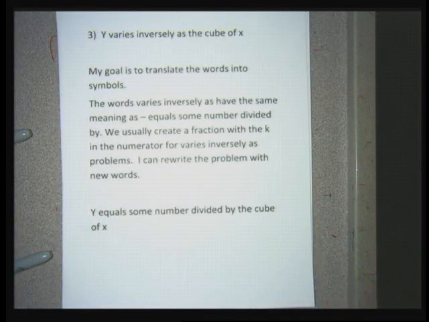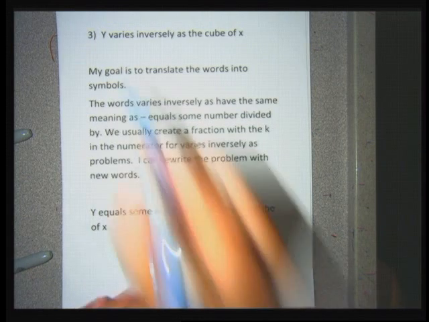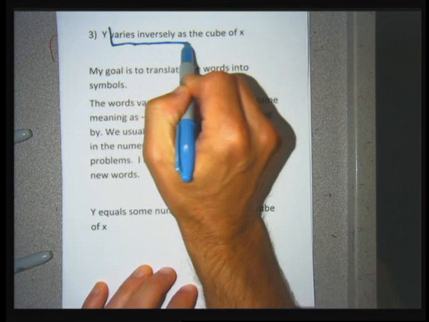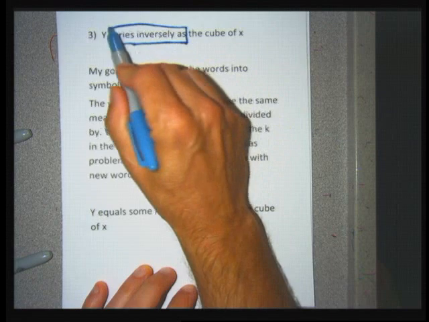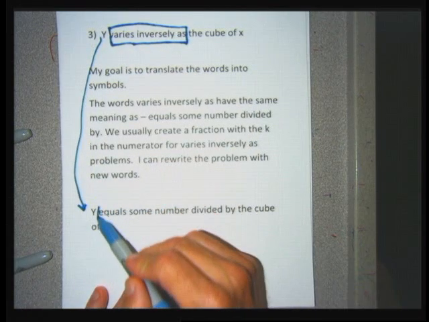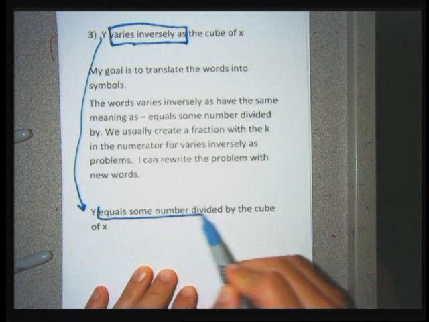So 3 is another problem where I'm going to take the statement and rewrite it with words that I understand. So immediately in this problem, I see the words varies inversely. I change the words varies inversely to equals some number divided by.